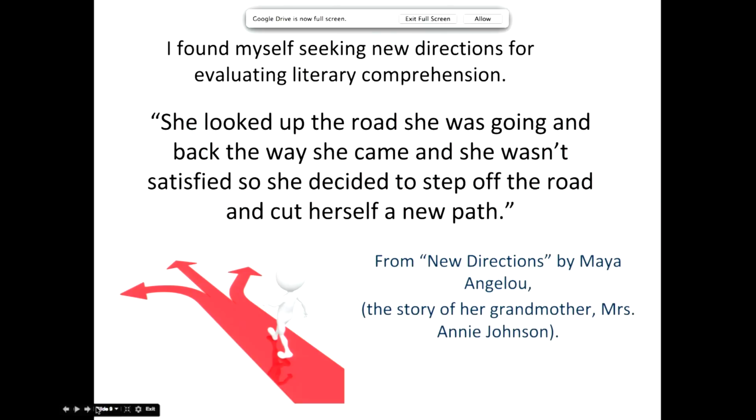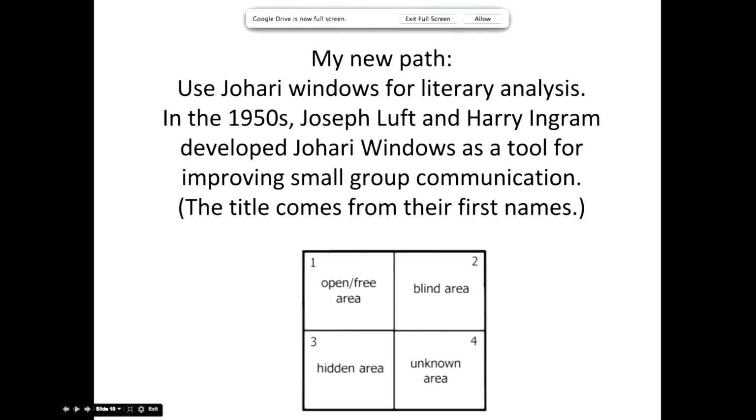I've been looking for ways to cut a new path in how I lead students to explore and understand literature. My new path has been to use Johari Windows for literary analysis. We have to go back a bit to the 1950s to Joseph Luft and Harry Ingham. Joseph becomes Joe and Harry becomes Hari, so Johari Windows comes from their names. These two individuals developed Johari Windows as a tool for improving small group communication. There are four quadrants, or four panes, or four areas to the Johari Window graphic organizer.